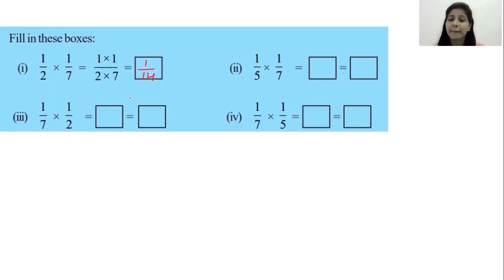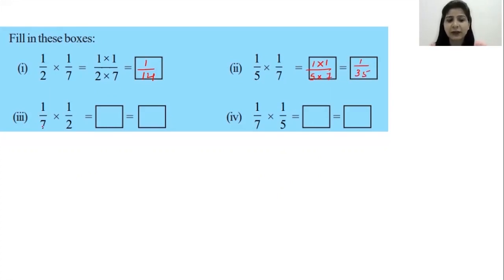So what we are doing is multiplying the numerators together, writing the product as the numerator of the final fraction, multiplying the denominators of each fraction, and writing the answer as the denominator of the final fraction. Now the next one is 1 into 1 upon 5 into 7, right? So it will be 1 upon 35.